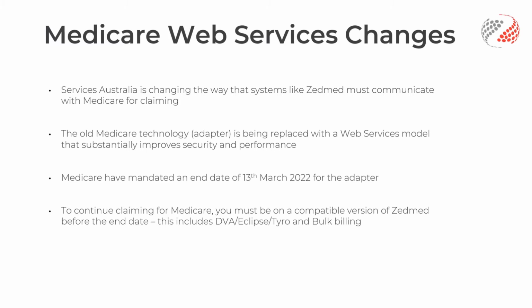What it will provide is it basically allows Medicare in particular to be far more secure with the way that you submit claims. Now, the mandated end date for the adapter, or the date that Medicare is going to switch it off, is the 13th of March 2022. So it's important to note that every client who wants to utilise claiming, be it DVA, Eclipse, Tyro and bulk billing, must be on a compatible version of Zedmed before that end date of 13 March 2022.